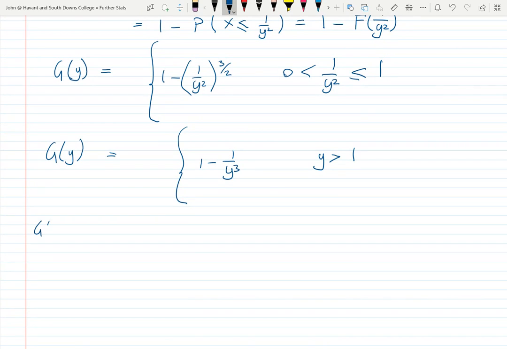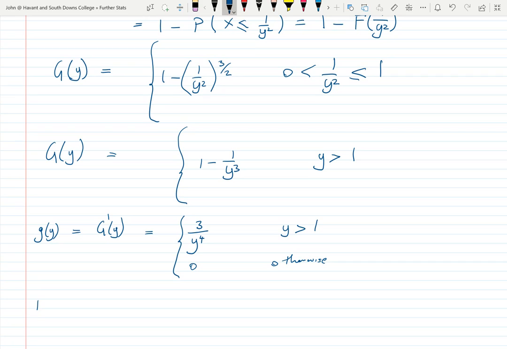So little g(y) is equal to big G(y) differentiated. Differentiating that, we're timesing by -3 and taking 1 from the power. So that is equal to that, and it's specified for the values y greater than 1. And we could put 0 otherwise. I don't think they'll worry too much because it's an asymptote on the function, but I'll put the 0 otherwise anyway.